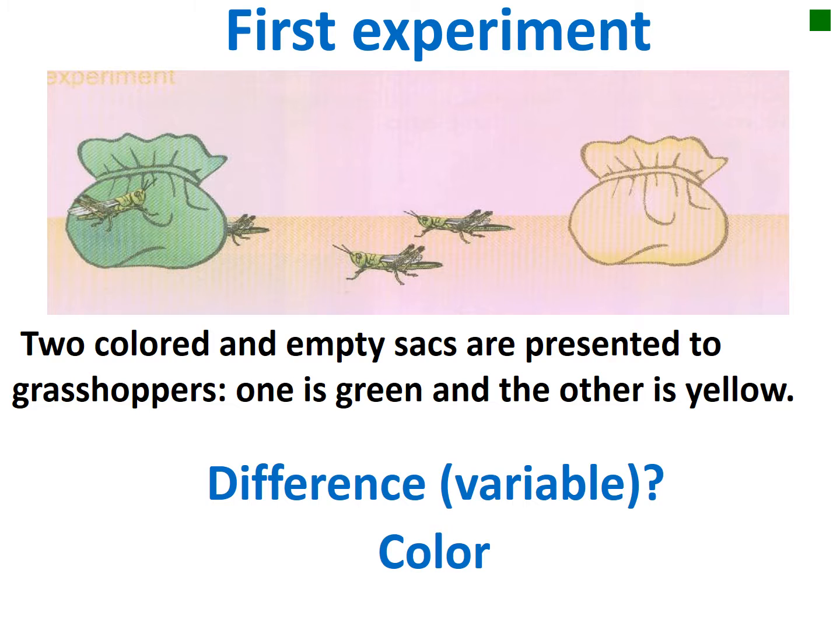We have two experiments here. Two colored and empty sacks are presented to the grasshopper. One of them is green and the other is yellow. What is the variable factor?